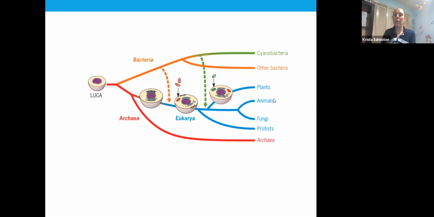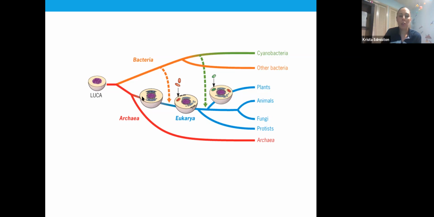All right, so where did the mitochondria and the chloroplasts, where do we think they came from? If you remember this slide from last time, here's our last common ancestor, and here are our three domains, right? We've got our bacterial domain up here, our archaea, and eukaryote. So both the bacteria and the archaea, our red line and our orange line up here, do not have membrane-bound organelles, right? They're both prokaryotes.